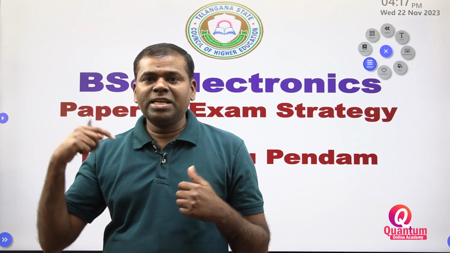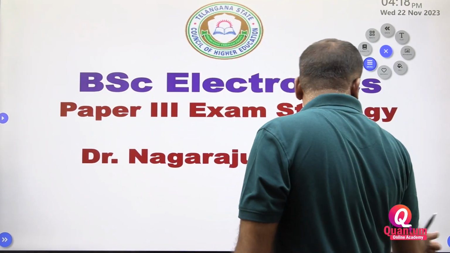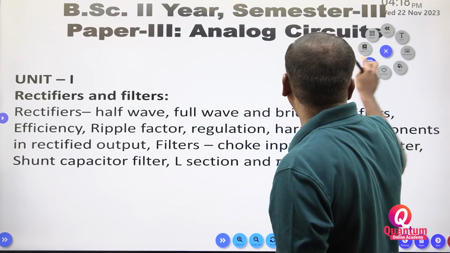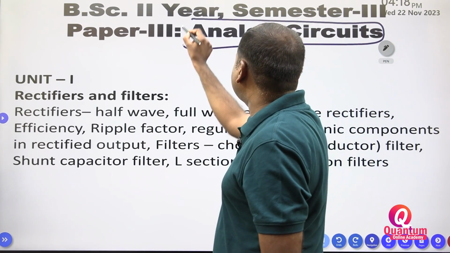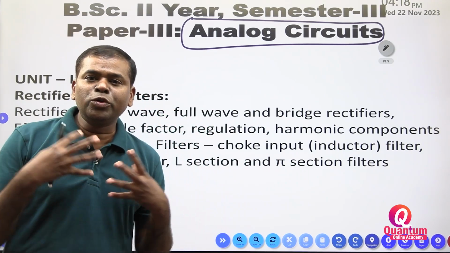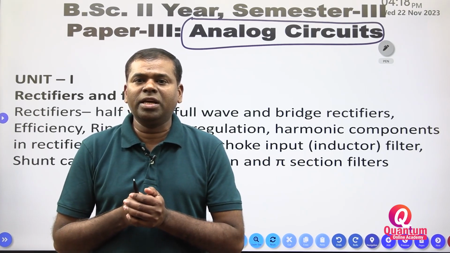So this is the BSc Electronics Paper 3 exam strategy, for third semester students. What is the syllabus you have to take? Your topic name is analog circuits. In analog circuits you have 4 units. This is the 80 marks theory paper.